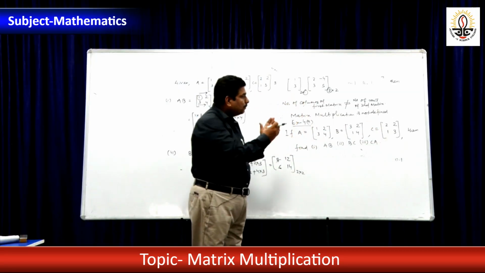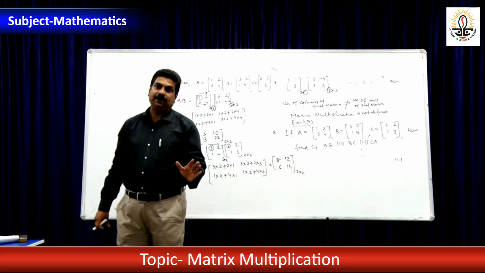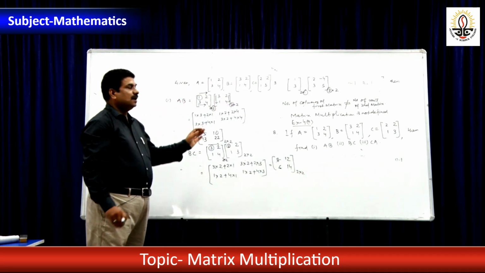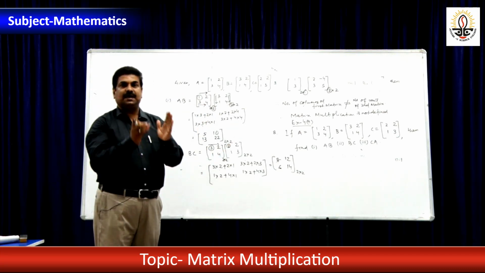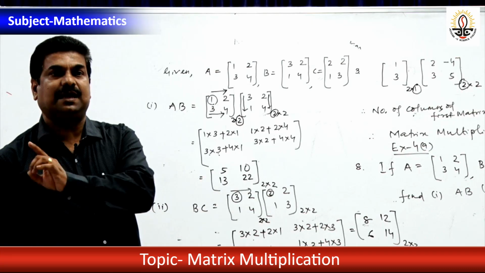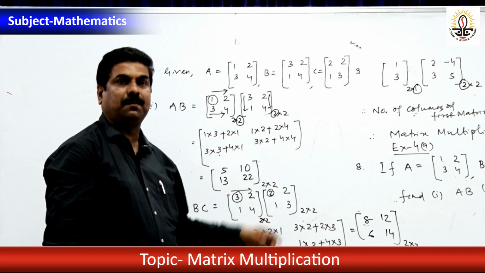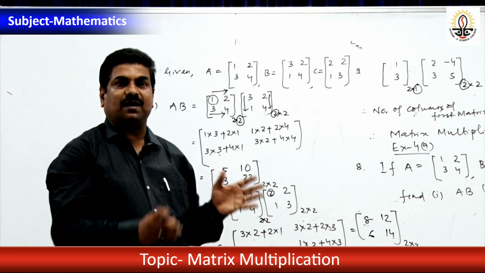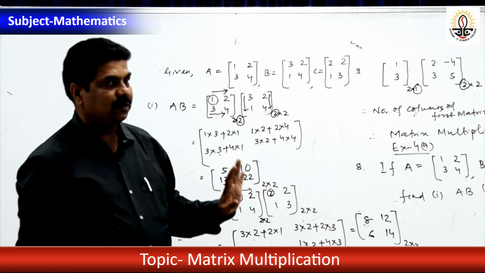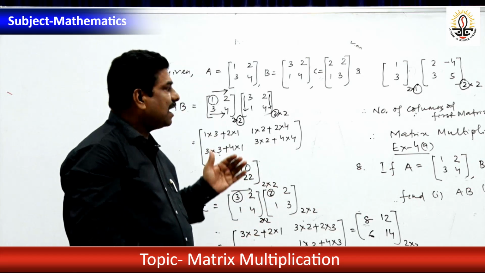Then you multiply it. This is the very important part, you remember: the number of columns of the first matrix is equal to the number of rows of the second matrix, then only matrix multiplication is possible, and the matrix product AB is defined.